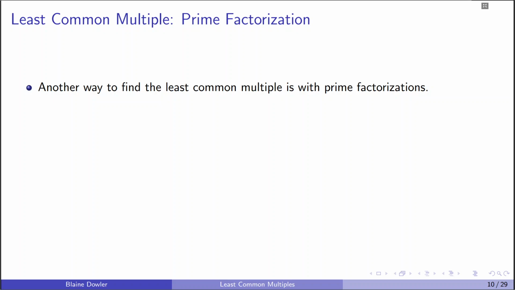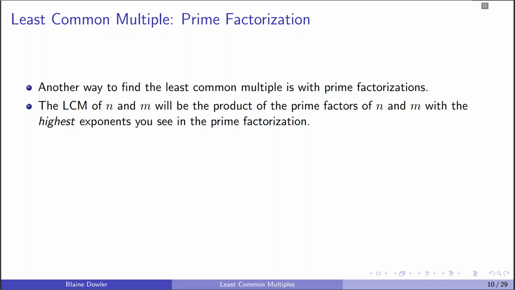Another way to find least common multiple is with the prime factorizations. So let's say you have two numbers and you break down the prime factorizations. This time we're looking for the highest exponents you see, not the lowest. So this time you do use numbers that appear on only one list. So for example, the least common multiple of 36 and 40. Well, 36 is 2 squared times 3 squared. 40 is 2 cubed times 5.